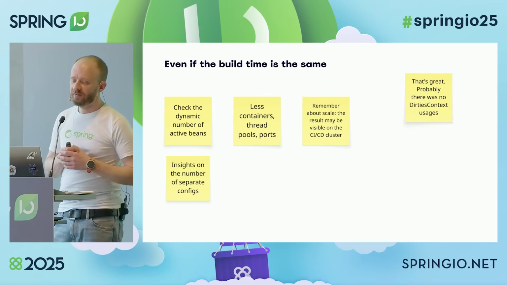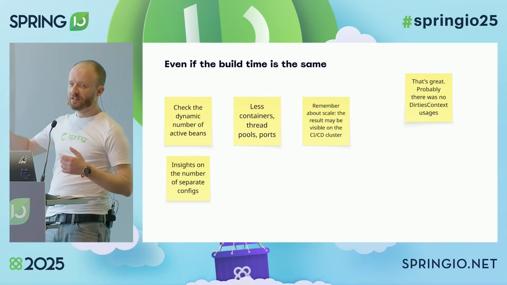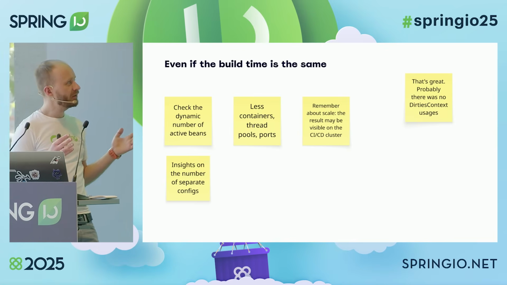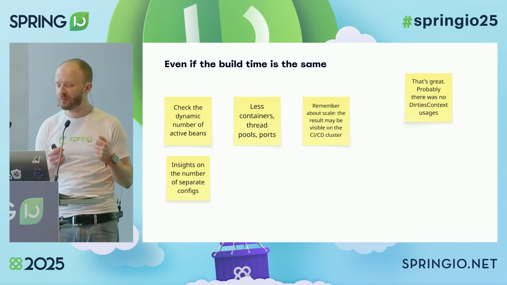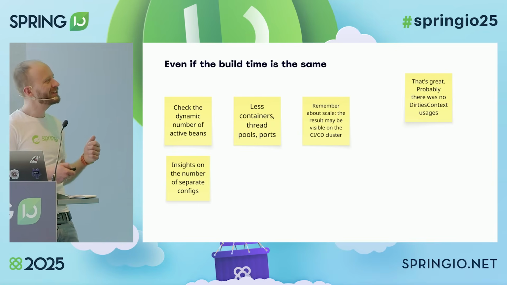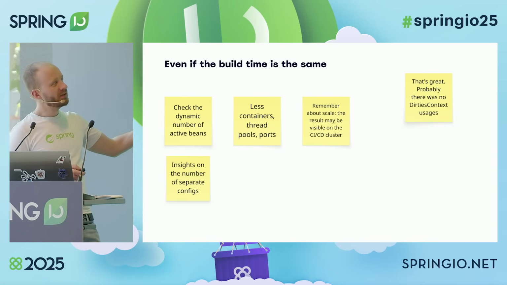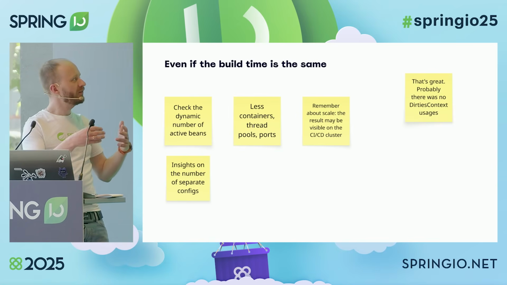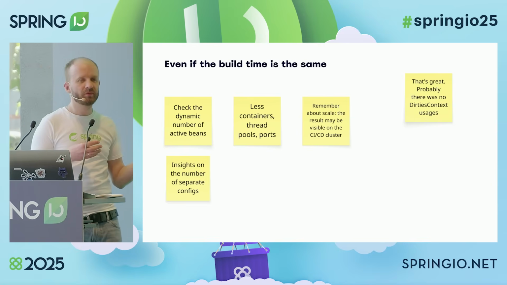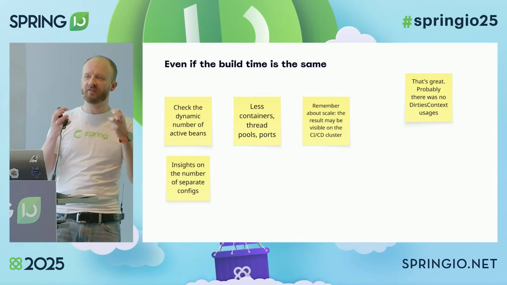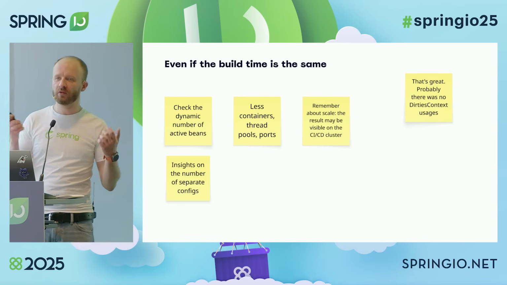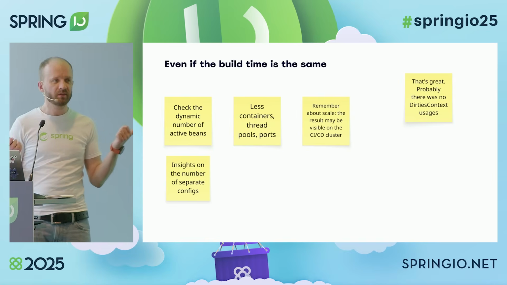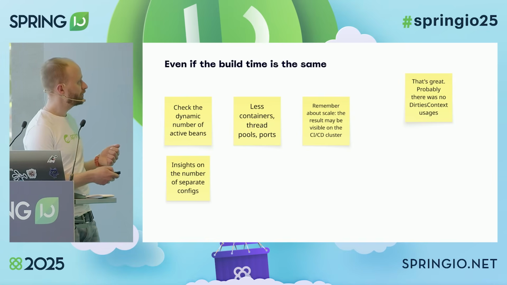Even if you add the library and see that build time is still the same, I would say that's great. Probably there were no DirtiesContext usages, but you still can consider this as helpful, because again, you will have fewer containers and thread pools and open ports on average, and this will work in the long term. We have used this solution for years so far, and it works quite well.